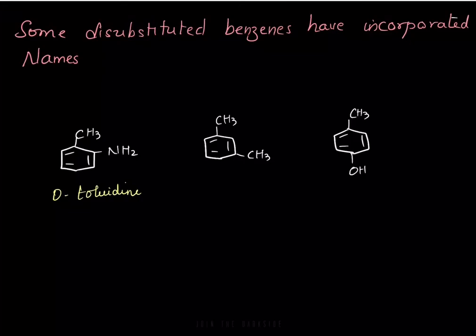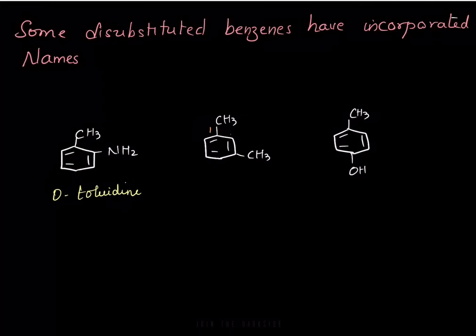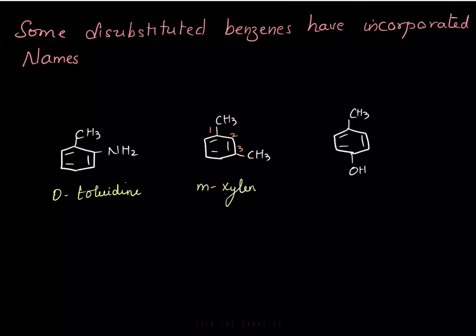Okay. When you have 2 methyl groups on the benzene, it has a special name. It's actually called xylene. And when they are in the 1-3 position right here, 1, 2, 3, they are in the 1-3 position, so it's called meta-xylene. If they are in the 1-4 position, you call it para-xylene.